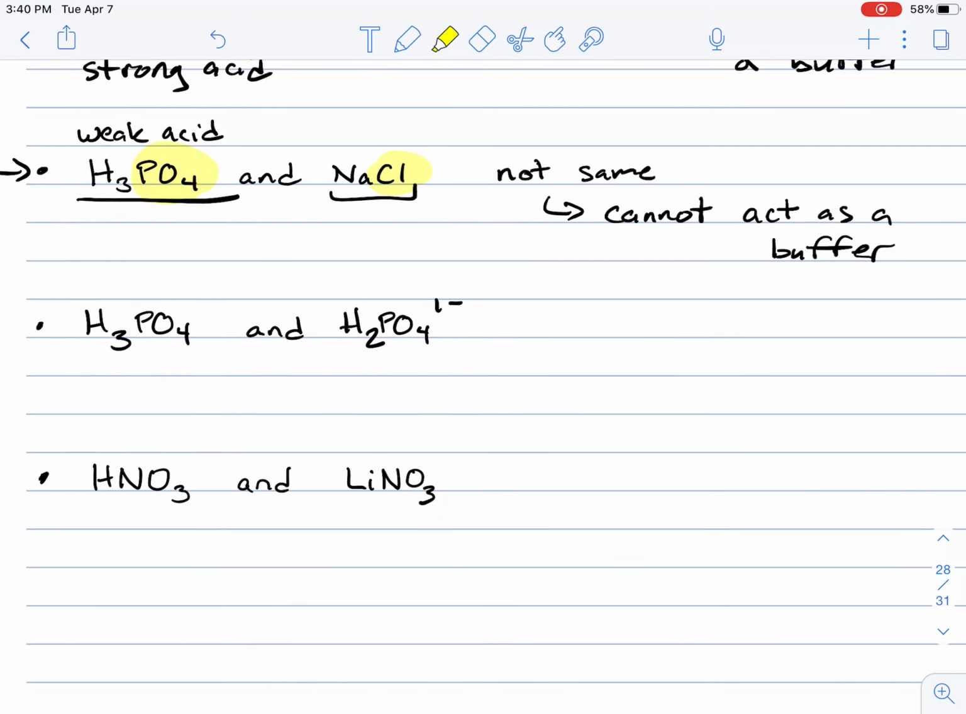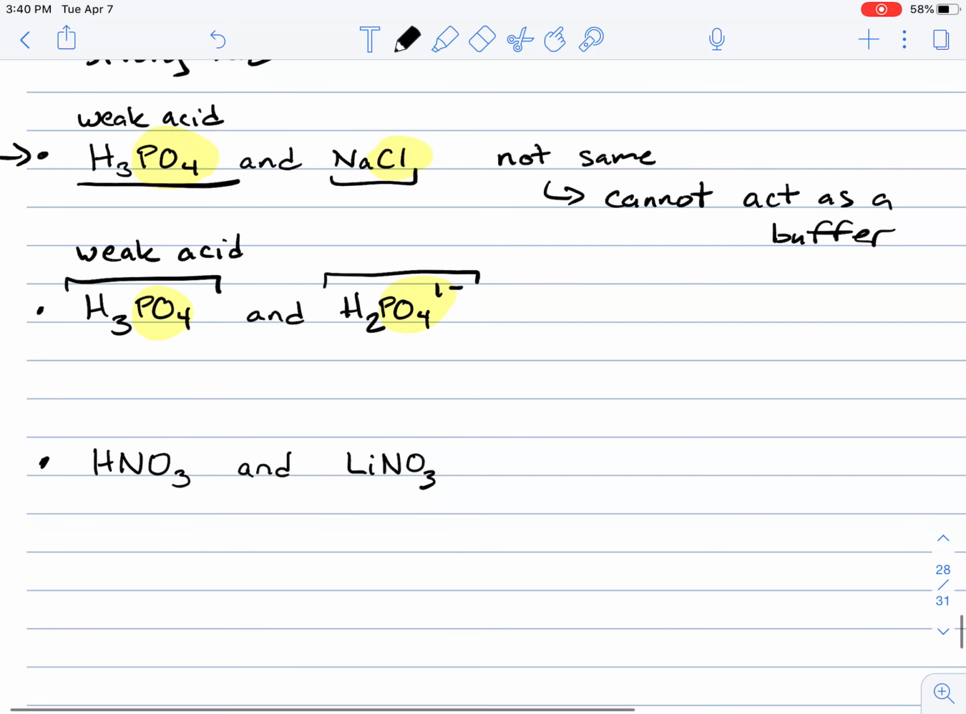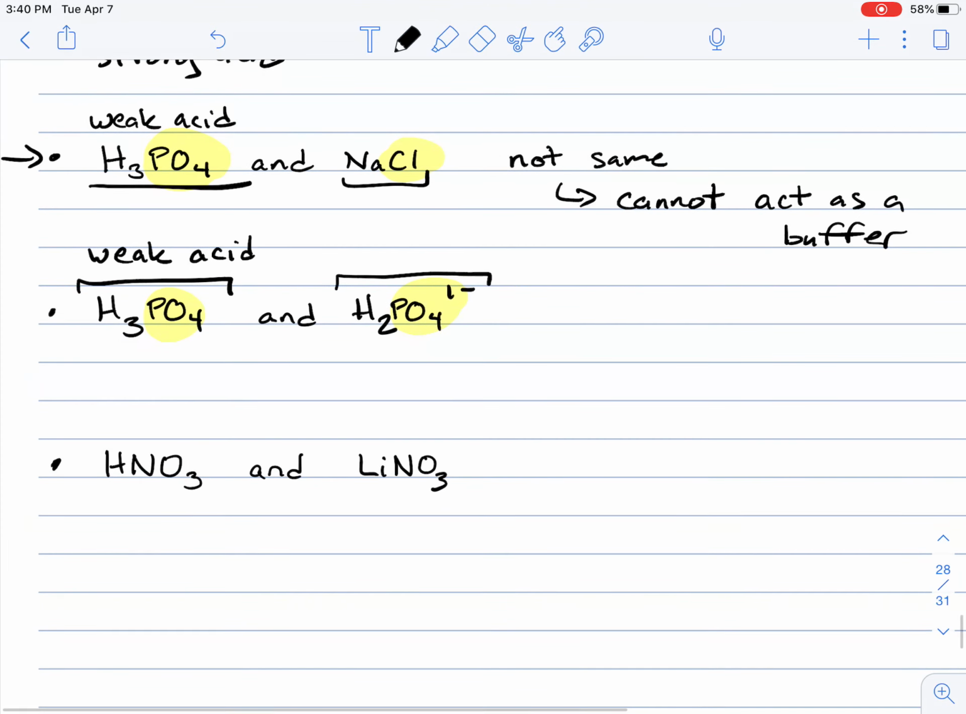All right, so just to speed things along, I'm going to highlight some key points. Here we have H3PO4, very similar to what we did in the previous example. We concluded that it's a weak acid. And if you look at H2PO4, notice that they have the same anion. The last thing we need to check is the difference in the number of hydrogens between them. And the difference between 3 and 2 is 1.